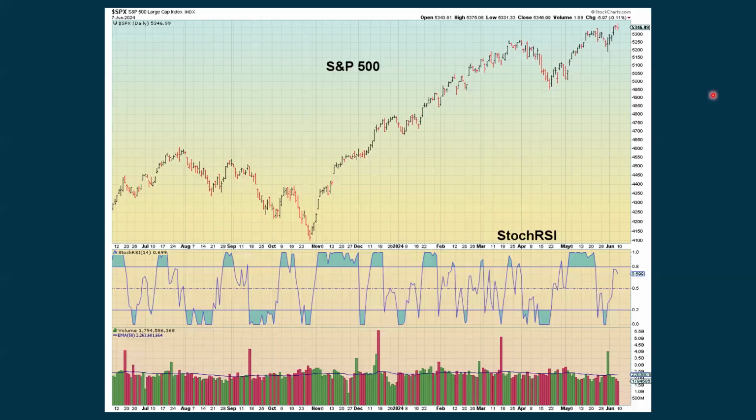This is one of our shorter-term oscillators that we use. And typically when we get moving in one direction or the other, this will be extreme positive or negative.